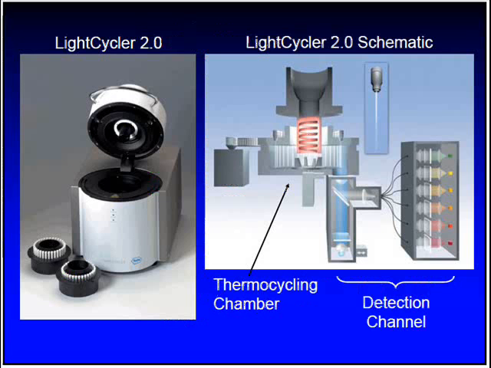We perform thermal cycling reactions with the LightCycler 2.0, the instrument shown on the left. On the right is a cross-section showing the components of the thermal cycler. At the top center, we have the thermal cycling core.